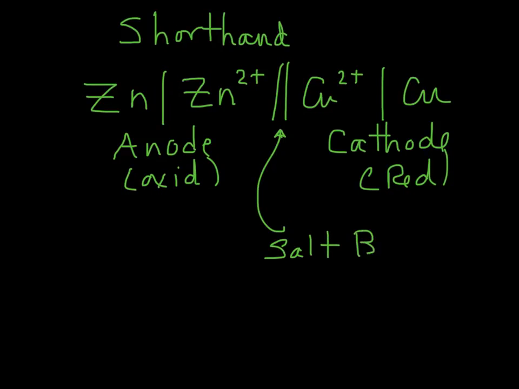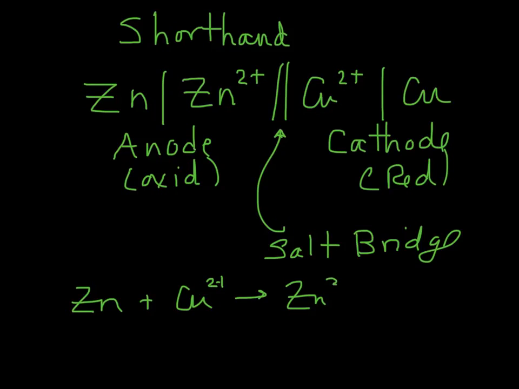Okay, so this is a shorthand notation for this reaction. Zinc plus copper ion gives you zinc ion plus copper. And if you're thinking you're going to forget which is which, it's alphabetical. Anode, then cathode. That might help. It might not. I don't know.